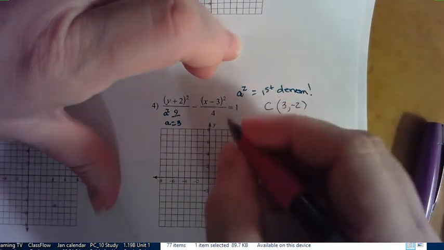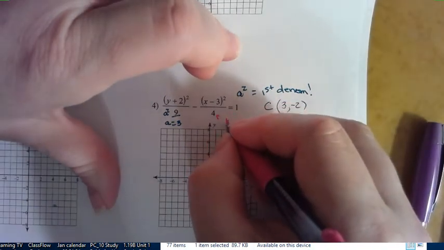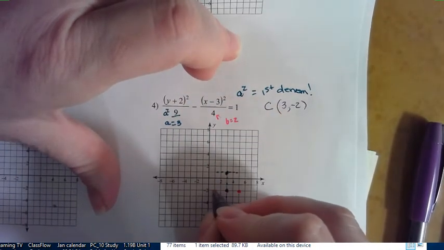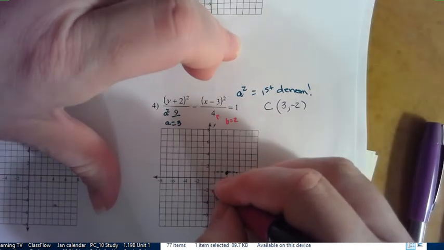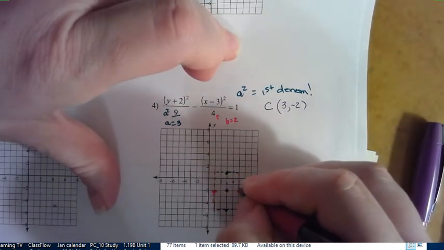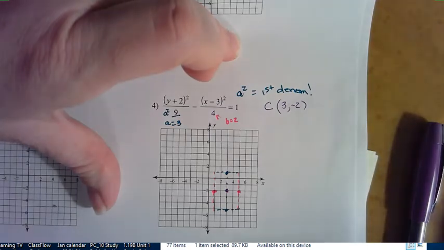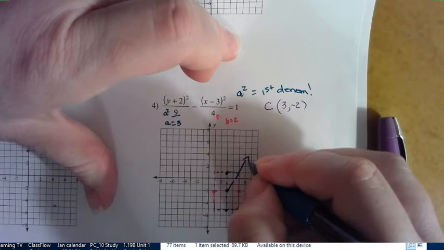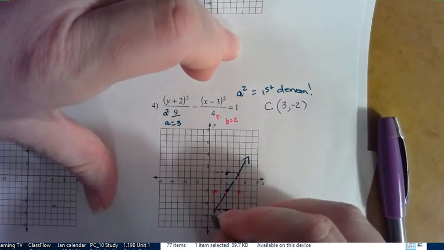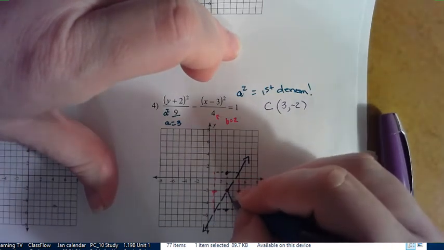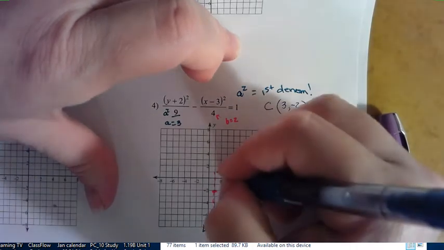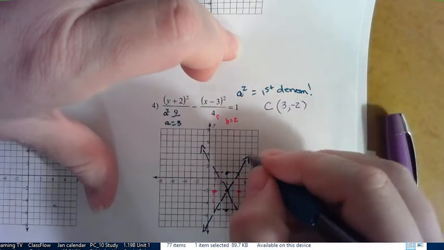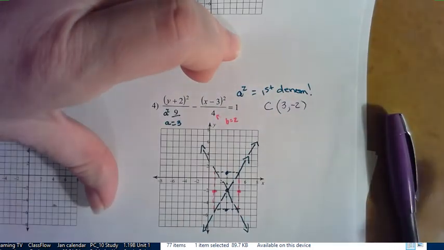Okay, and then the b squared is 4, so b equals 2. So I'm going to go over 2 and back 2. And this is the other side. All right, there's my rectangle. I am going to have a slope of something. We'll talk about that in just a minute. All right, here's the asymptotes. And I'm dotting them so that my lines don't have to be as perfect. I can keep them going.